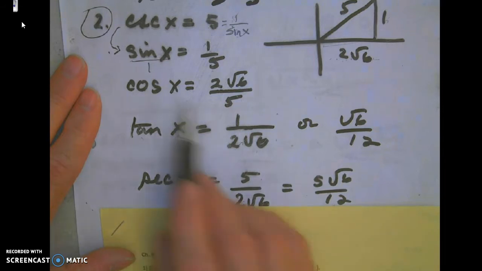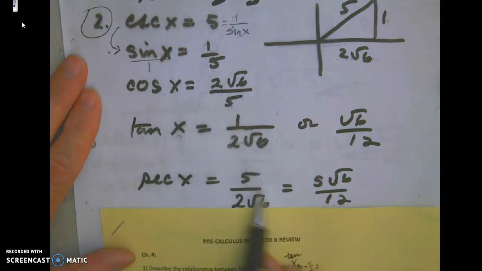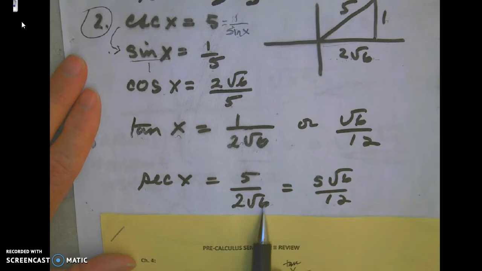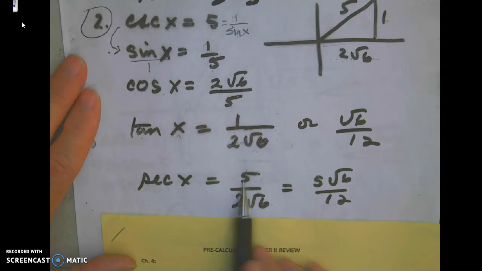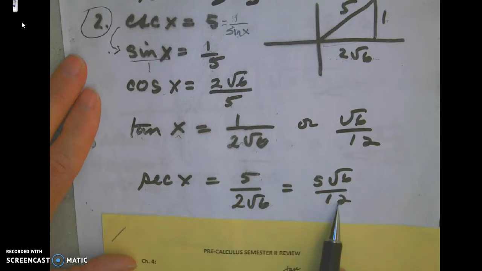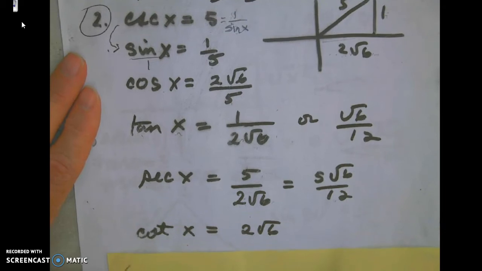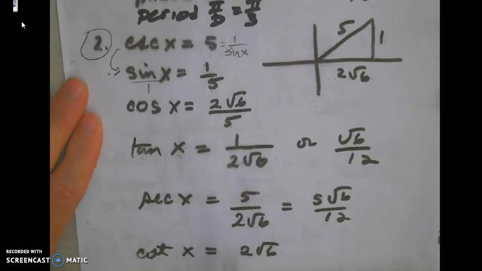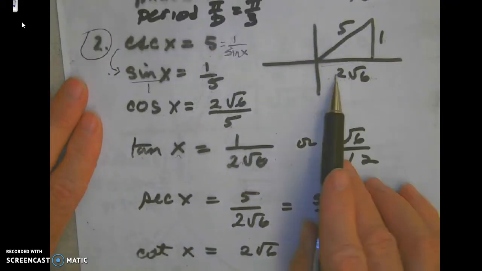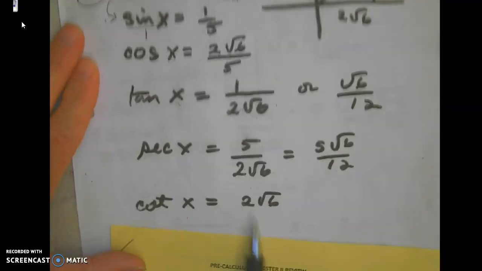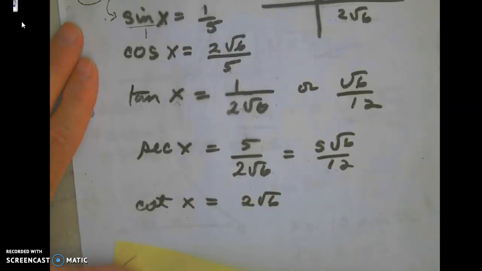So I just go up to my cosine value and flip it, 5 over 2 root 6, and then again I rationalize. And when I do, I'll have 2 times 6 on the bottom, which is 12, and 5 times root 6 on the top. And that's my answer. For cotangent, I just take my tangent value, which is 1 over 2 root 6, and flip it, and I get 2 root 6 over 1.